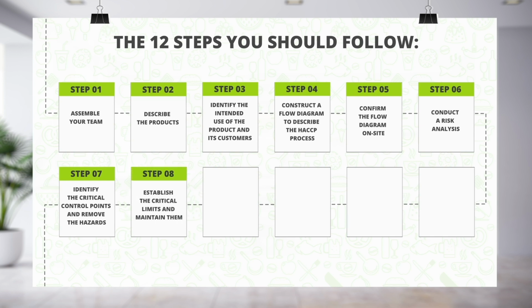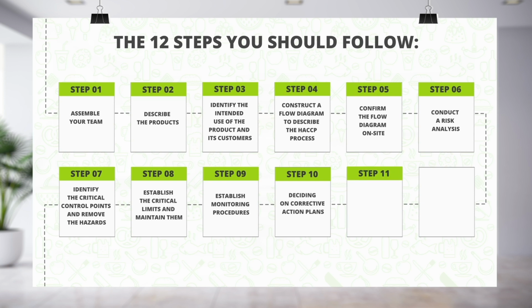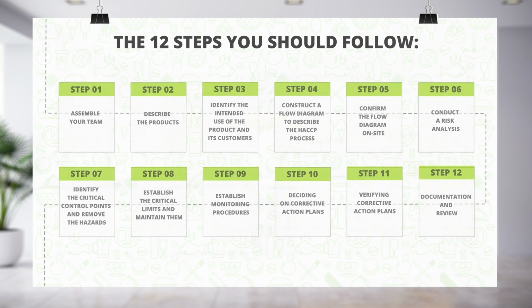Step 8. Establish the critical limits and maintain them. Step 9. Establish monitoring procedures. Step 10. Deciding on corrective action plans. Step 11. Verifying corrective action plans. Step 12. Documentation and review. By following these 12 steps, you should be able to put together a solid food safety management system that will keep you compliant with the law.